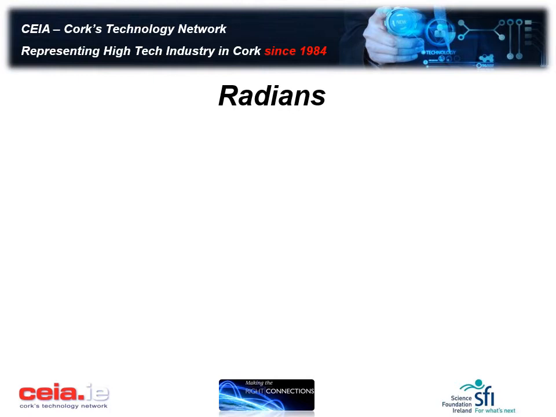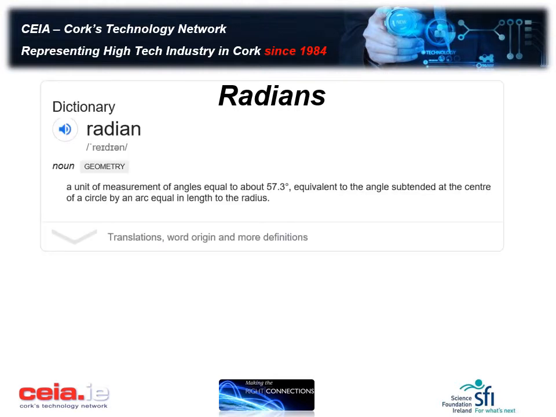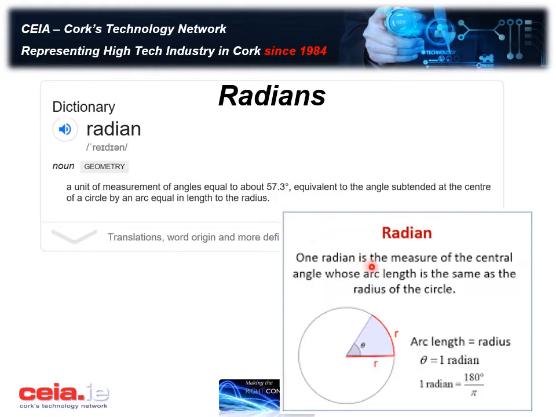Okay, what answer did you get for the question, what is a radian? Well, the good news is all the answers were correct, so no matter which answer you picked, you were right. The definition of a radian is, it is indeed a unit of measure of an angle. It is equal to about 57.3 degrees. It is equal in degrees to about 180 degrees divided by pi. But the best answer is that it is equivalent to the angle subtended, that's a strange word, subtended at the center of a circle by an arc equal in length to the radius. Now that sounds a little bit complicated. Let's try and understand it in simpler terms.